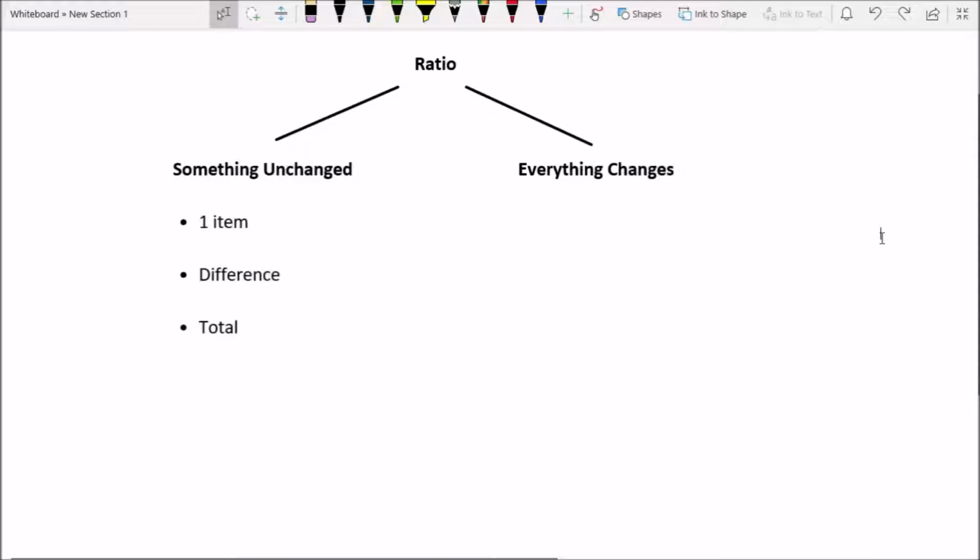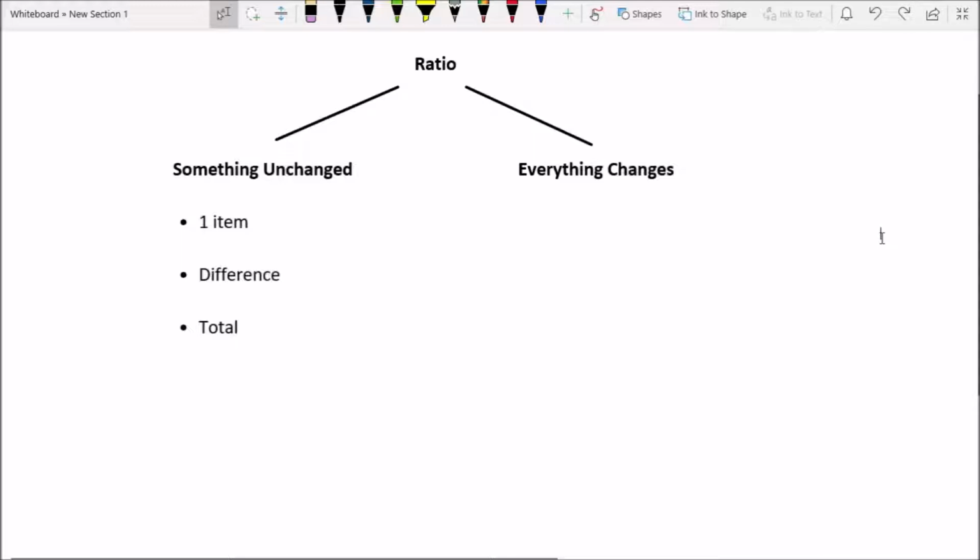Remember the question we just did? Joey remained unchanged. This allowed us to adjust the unit sizes to make comparisons possible. This falls under the first category where one item, Joey, remains unchanged. Therefore, recognizing situations where either one item, the difference, or the total remains the same will allow us to solve questions in a similar style.